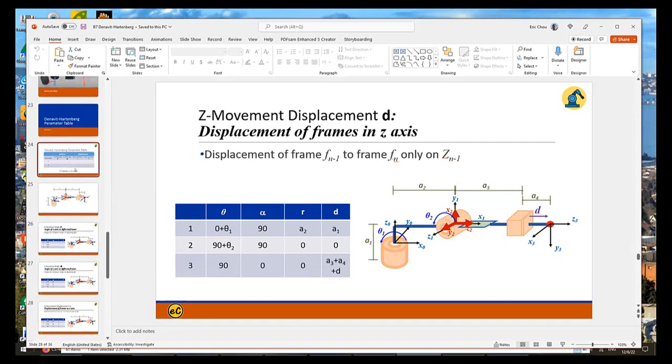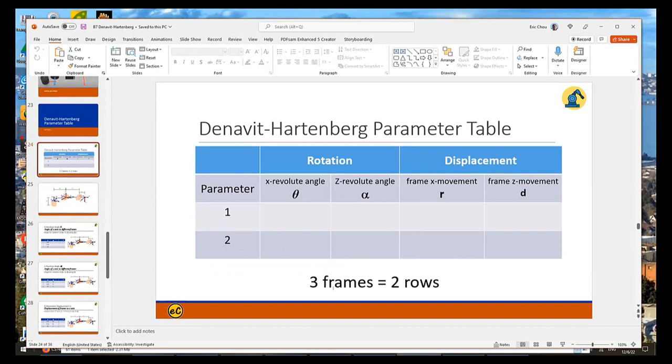So basically you have 3 frames, that means 2 rows. 4 frames, 3 rows. 3 frames, 2 rows. 5 frames, 4 rows. Number of rows is frame minus 1. Is that okay?